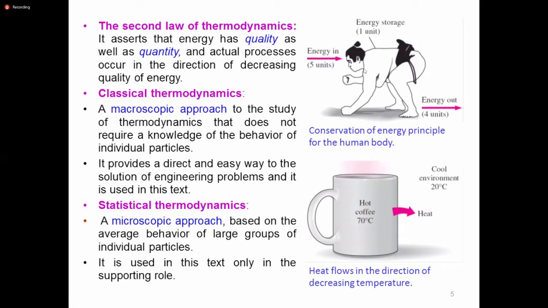And throughout your study from first year to the final year, we always use the macroscopic approach. Only in mass transfer and chemical transfer do we use the microscopic approach. The second approach is called statistical thermodynamics. That is called a microscopic approach, where it is based on the average behavior of large groups of individual particles.